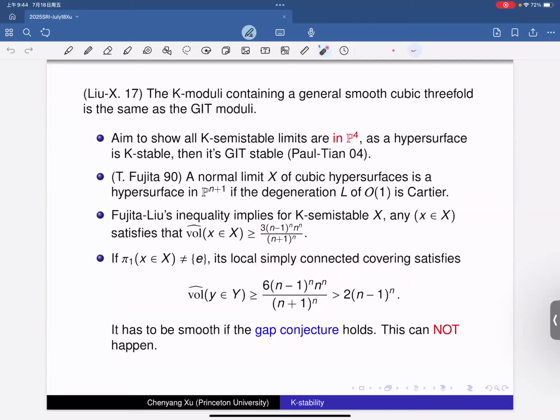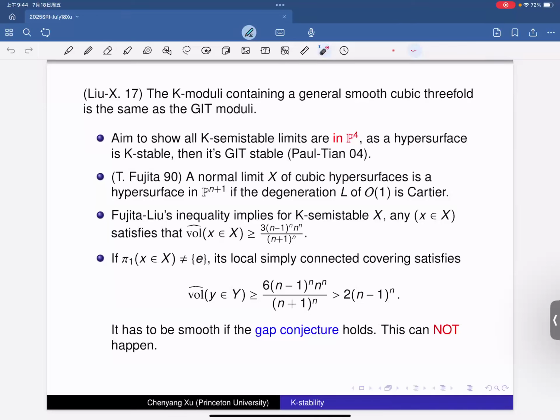So that means the cover has to be smooth. But then that means the singularity has to be a quotient singularity. But we usually don't have a quotient singularity deforming to a smooth one, at least when it's dimension 3. We know that for a 3-dimensional isolated singularity or above, when you deform it, it cannot deform to a smooth one.